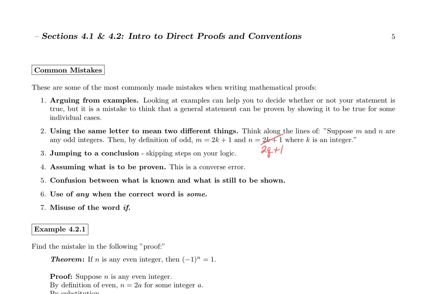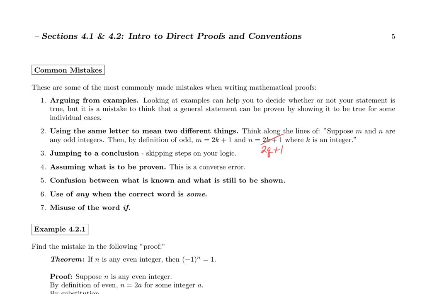Number 5 kind of goes along the same lines as number 3, and that's confusion between what is known and what is still to be shown. So read through what you're writing to make sure that you haven't skipped over some information that you thought you'd already shown that you have not.